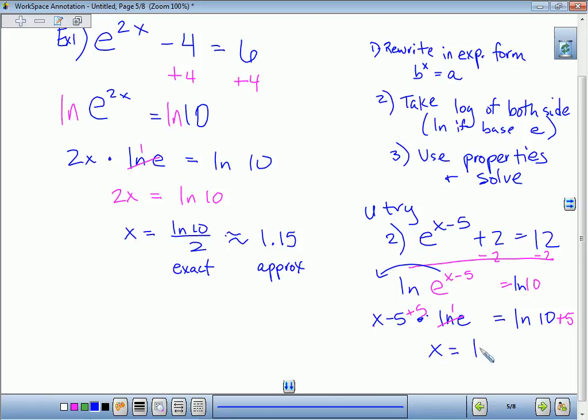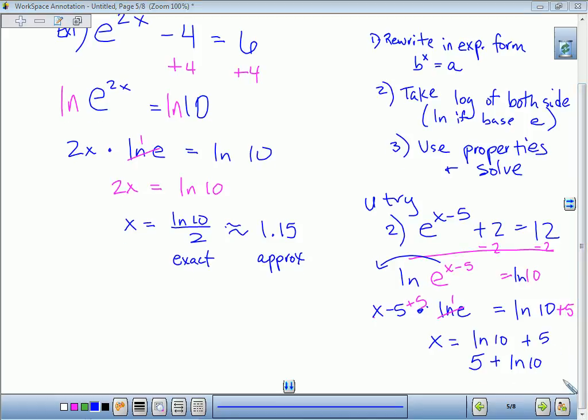And so our answer would be natural log of 10 plus 5. You might want to type it in like this, 5 plus natural log of 10, so that you don't accidentally do the 10 plus the 5 first. You know what I'm saying? So, 5 plus natural log of 10, and you should get approximately 7.30. Questions about example 2? Cool.